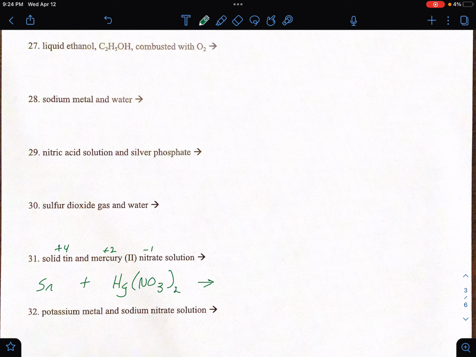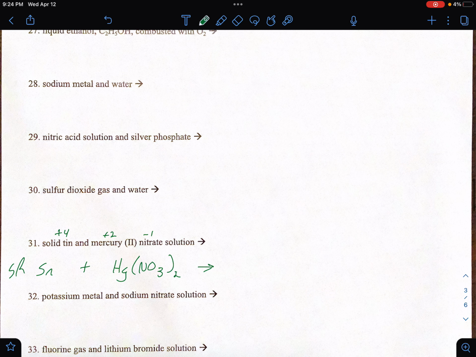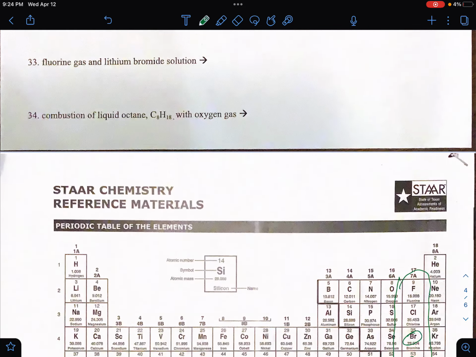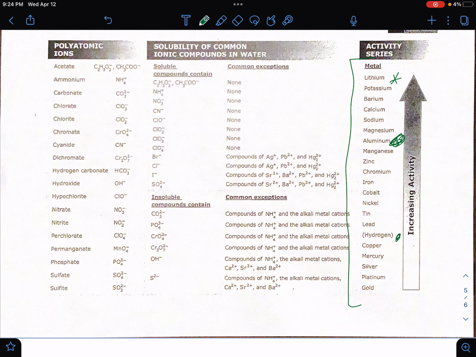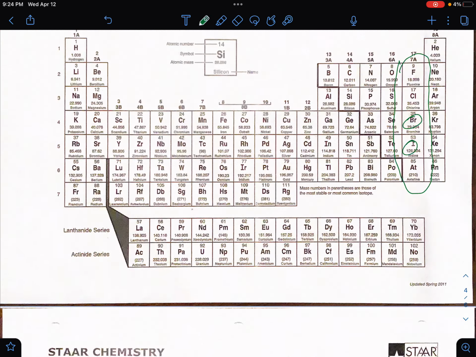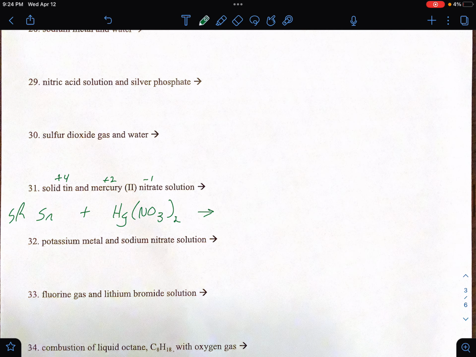So I have tin off by itself, so it's going to be a single replacement. So I've got to look on the list. Is tin better than mercury? So I'm going to go down here. Tin's right here. Mercury's down here. So yep, mercury's going to get dumped. It is not a part of the Brinkelhoff, so you do not need 2 of them.